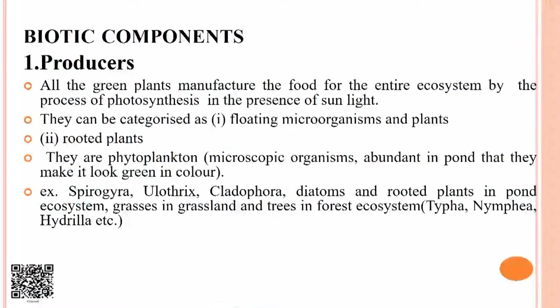Now we will discuss the biotic component of the pond. We are talking about the pond ecosystem, so now we will discuss the biotic component. First we will talk about producers. We all know green plants are manufacturers of food for the entire ecosystem by the process of photosynthesis in the presence of sunlight, and these plants can be categorized as floating microorganisms and plants. They can be rooted plants, or phytoplanktons. In pond ecosystems, they are known as phytoplanktons, and they are abundant in ponds, as they make them look green in color.